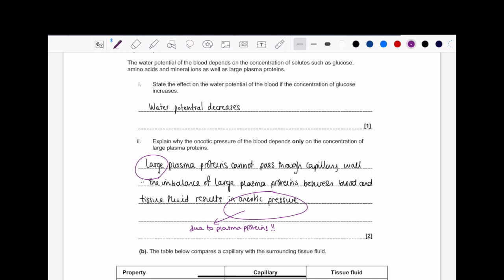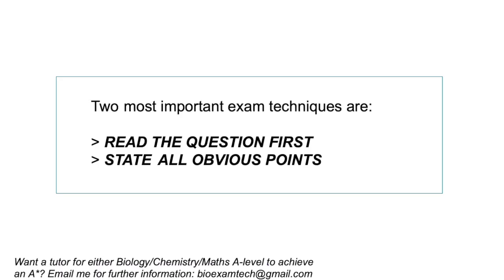Yeah, so that's how you do those two questions. And remember, the two most important exam technique tips are: read the question first, also rephrase it to make more sense to you, and state all the obvious points. Now over to you. Try some questions and let me know how it goes.